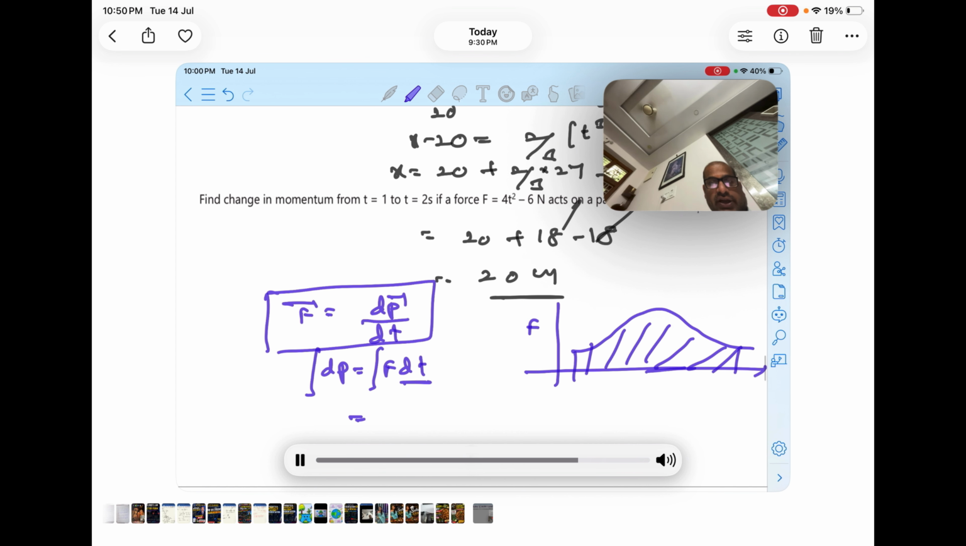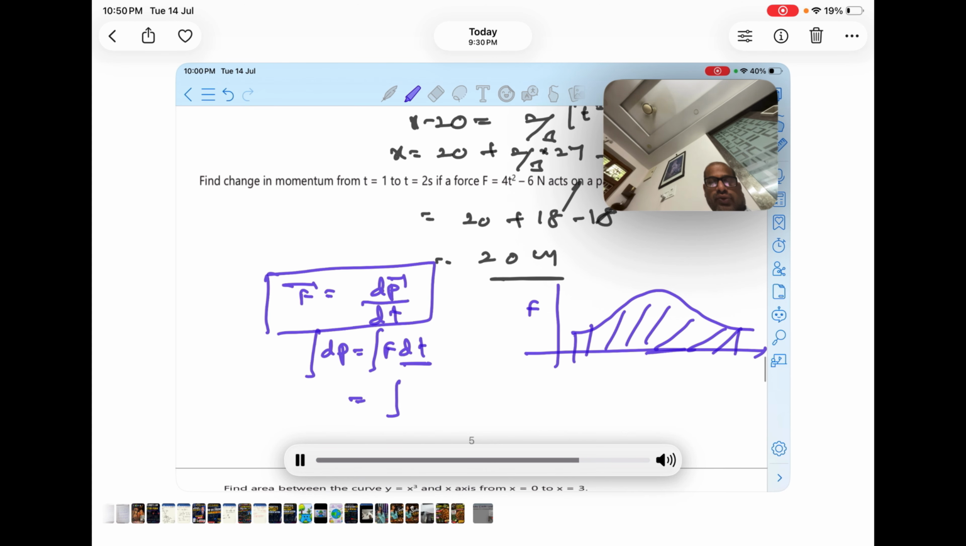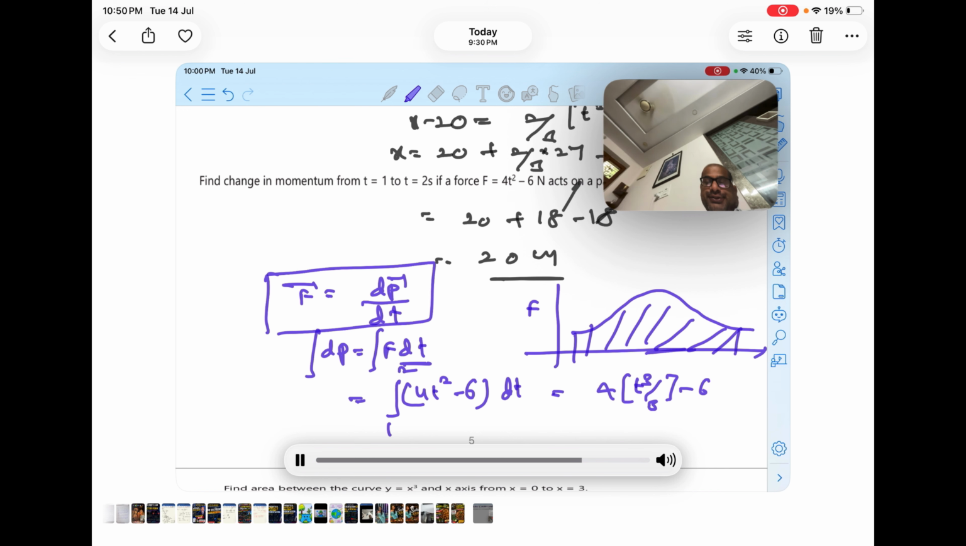So integration from where to where? Asking t is equal to 1 to 2. F value how much? 4t square minus 6 into dt. 4 into t square integrates to t cube by 3, minus 6 into integration of dt, which is t. This becomes 4 by 3 t cube minus 6t.